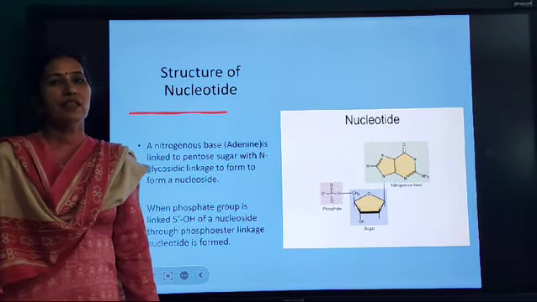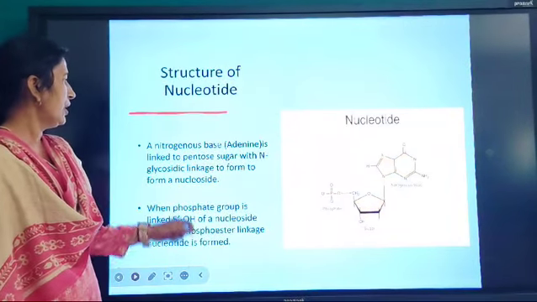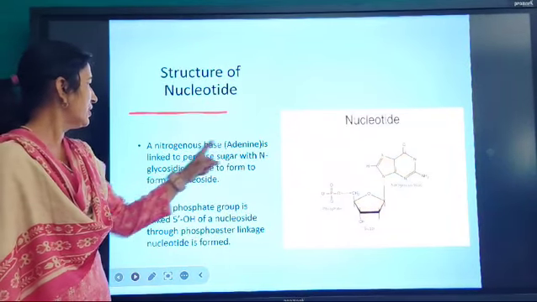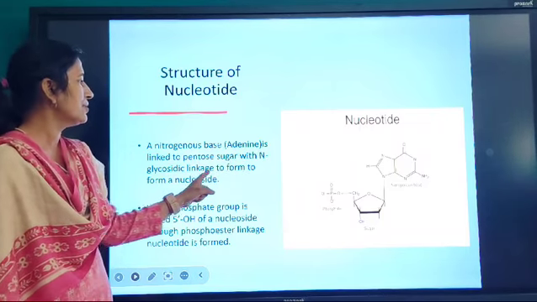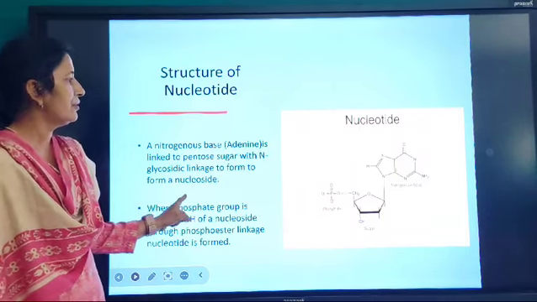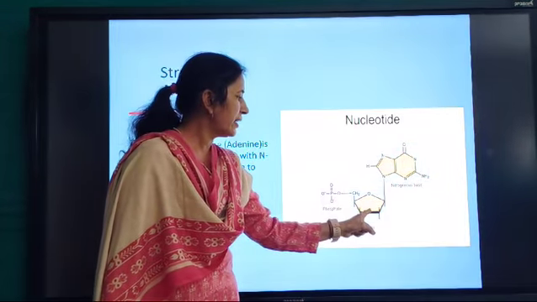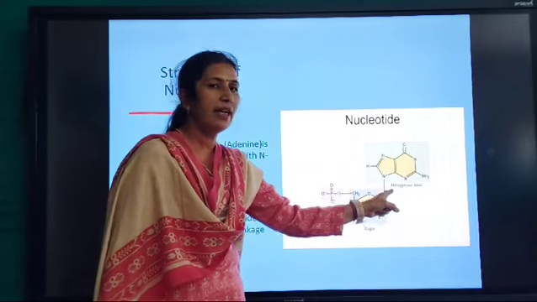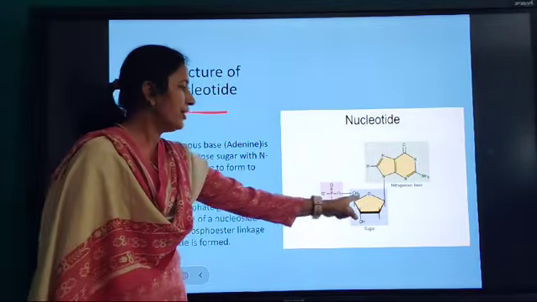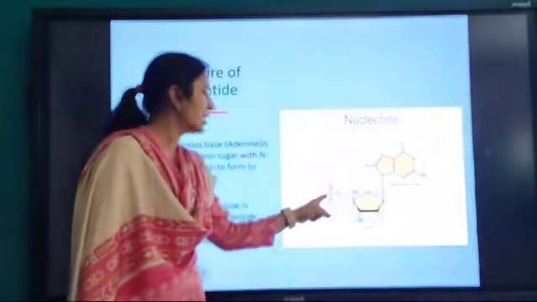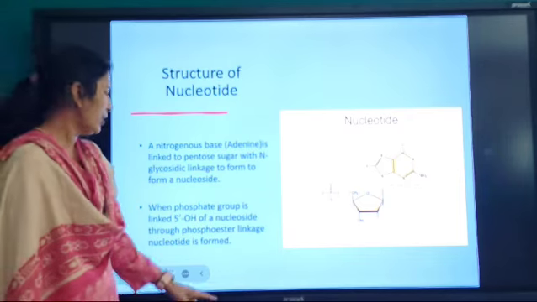Now let us see how these components are linked with each other. A nitrogenous base is linked to the pentose sugar with an N-glycosidic linkage to form a nucleoside. For example, here, this is a nitrogenous base. It is attached to the sugar by the N-glycosidic linkage and will form the nucleoside. When a phosphate group is attached to this nucleoside by a phosphoester bond, it will form a nucleotide.